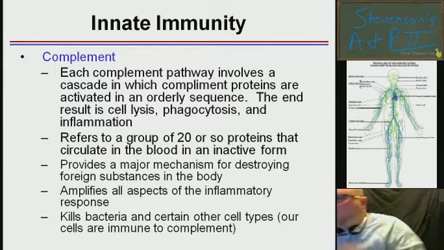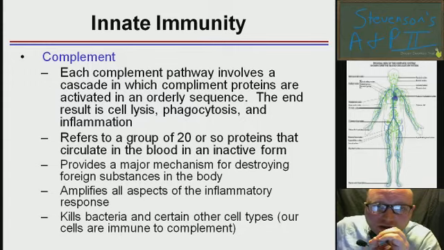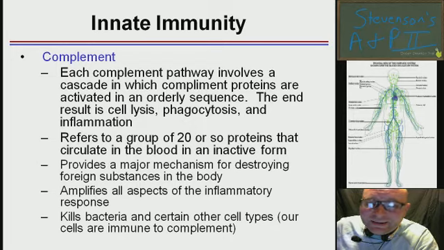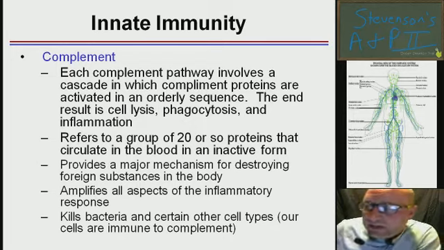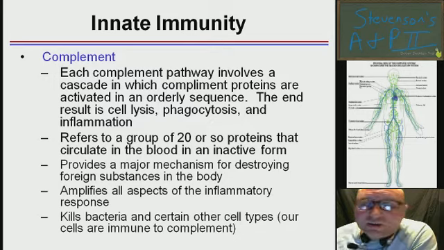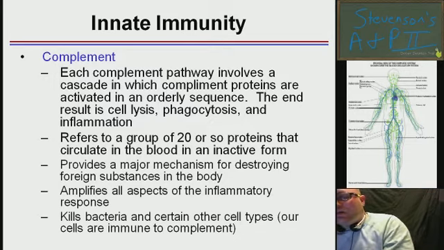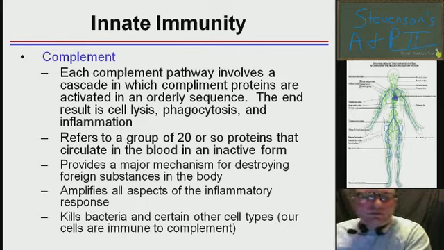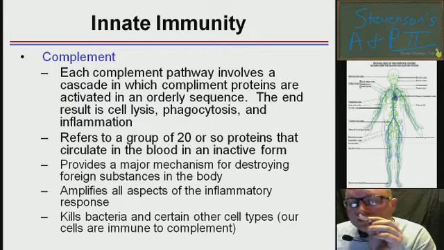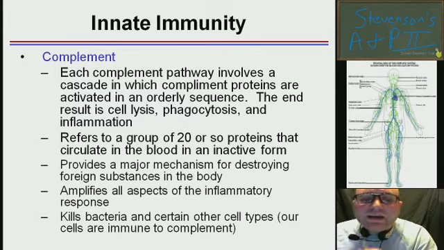Now, the complement system, very, very complicated as well. Okay, we're going to go with the complement system. That complement system is a pathway that involves a cascade, where things will increase in intensity as it moves along, in which complement proteins are activated in an orderly sequence. The end result is cell lysis, phagocytosis, and inflammation.